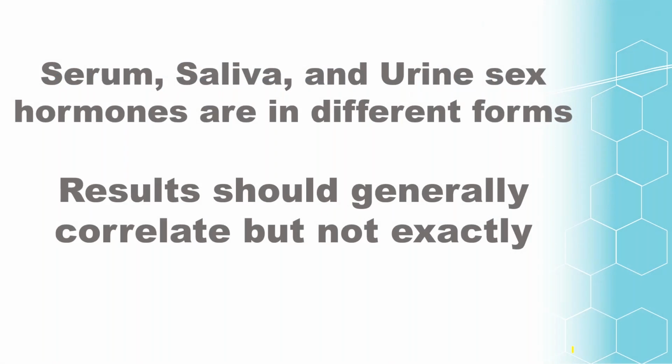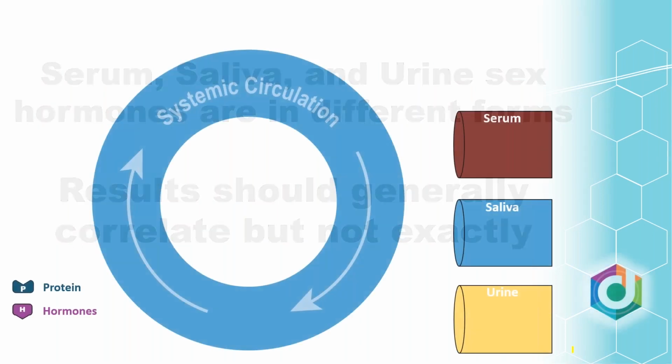So serum, saliva, and urine, when we're talking about sex hormones, they're not all the same. You should get generally the same information. People that tend to be low in one test should be low in another. Someone who has an elevation, you can probably pick it up in all three of those tests. But let's look a little bit at what we're actually measuring because it is different.